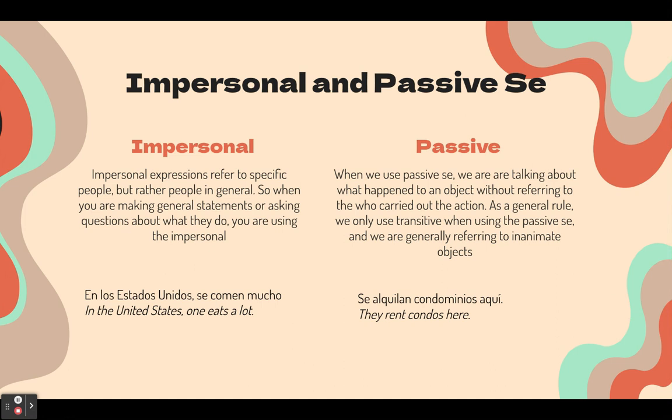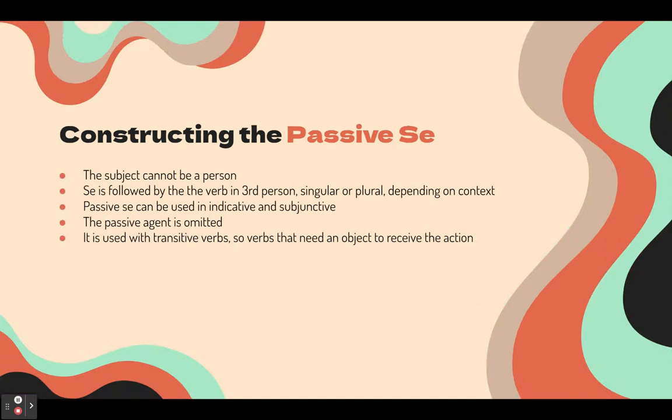So, for instance, "se alquilan condominios aquí." So they rent condos here. They're not specifying who we're actually talking about, who's actually renting out the condos. We are just focusing on the condos that are being rented here. Make sense? All right.